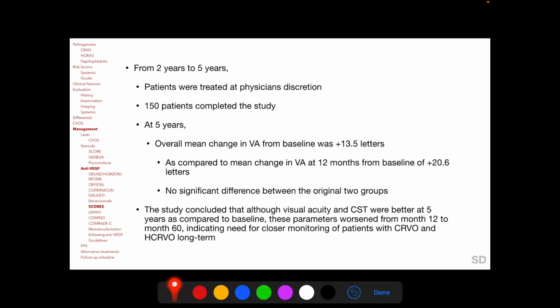And similar to the finding at the end of 2 years, at the end of 5 years, overall mean change in visual acuity from baseline declined as compared to mean change in visual acuity at 12 months from baseline, and there was no significant difference in this value between the original two groups receiving either aflibercept or bevacizumab, indicating need for closer monitoring of patients with CRVO and HCRVO long term.